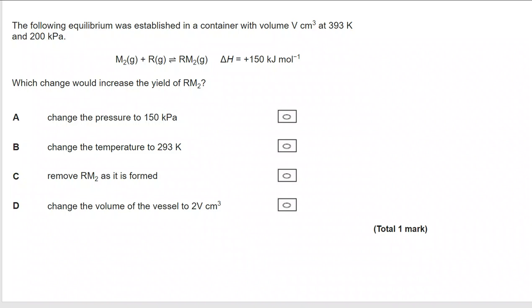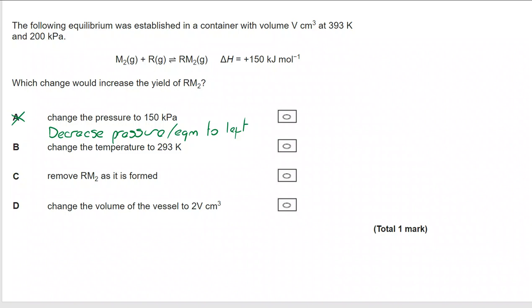Well, if we go through them in turn, if I take a look at A, changing the pressure to 150 would be a reduction in pressure. That would mean the system would try to increase the pressure by favouring the reaction that leads to an increase in the number of moles. We've got 2 moles on the left, 1 on the right, so equilibrium would shift to the left, which would decrease the yield of RM2.